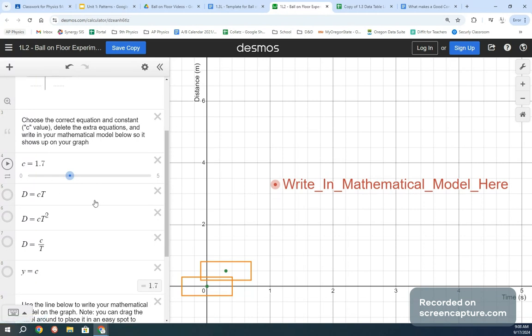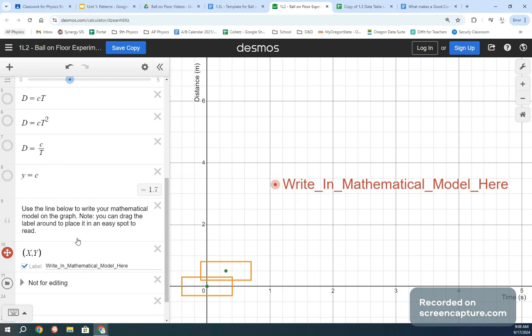As long as you write that mathematical model in. So we would just scroll down a little bit and then write that in here. Distance equals, I don't remember what it was, maybe it's 1.7 time. Great. You could do something like that if you want to, or something like that if you want to, or throw in some parentheses. Whatever looks good to you is fine, as long as it is something along these lines.